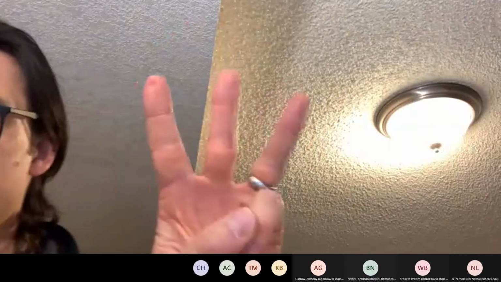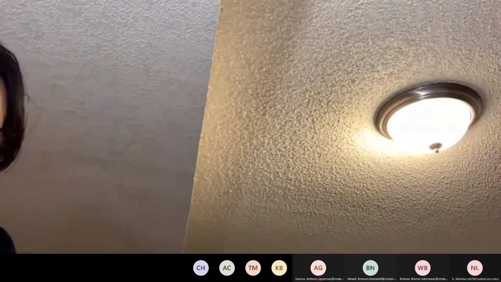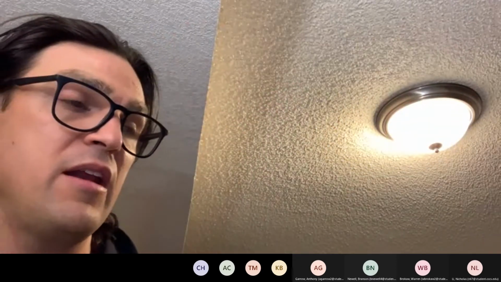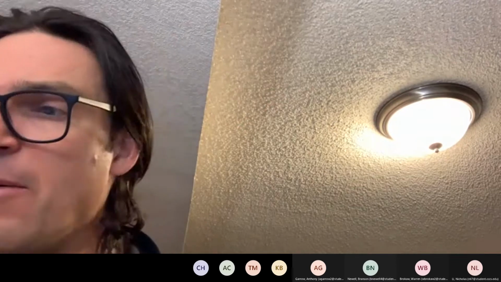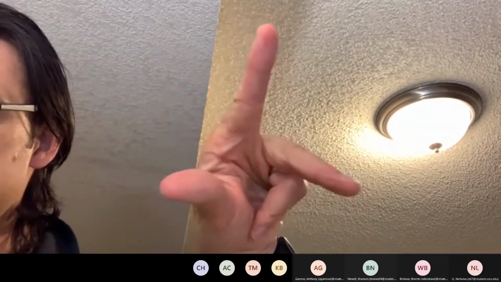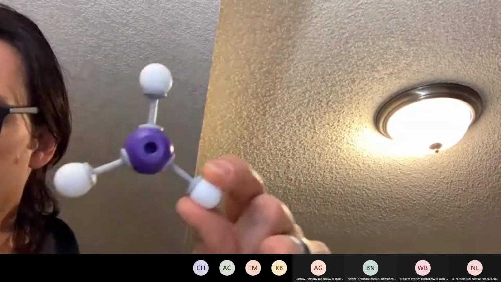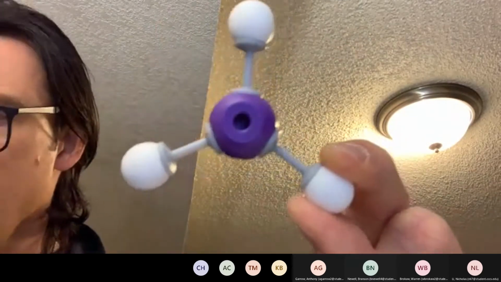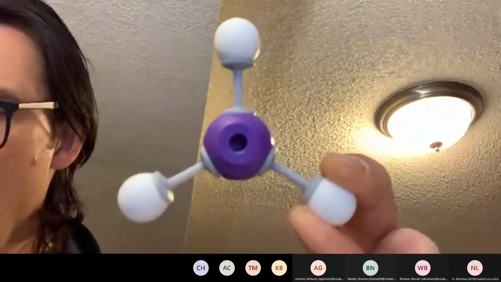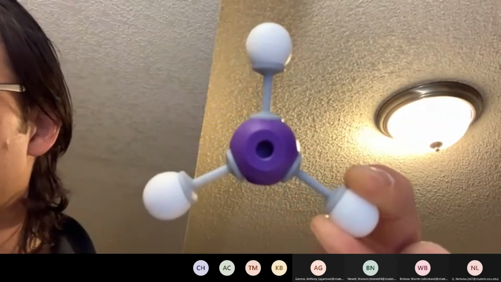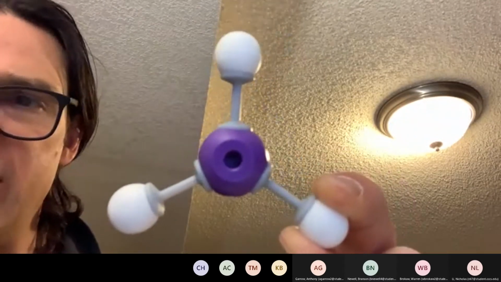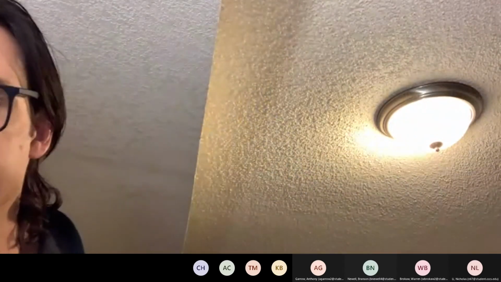Well, what if I had three bonds around a central atom and no lone pair? How would those three bonds get as far away from each other as possible? Right? They would adopt a triangle. They would end up in a triangular shape like this, right? So here I have an atom with three bonds and no lone pairs. What's this molecular geometry called? Well, let's take a look.